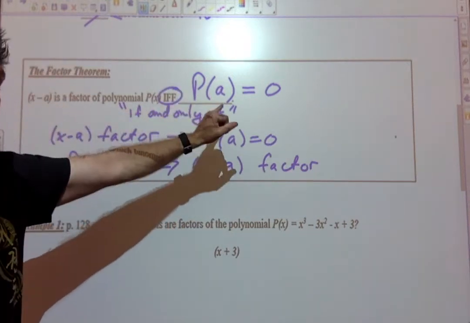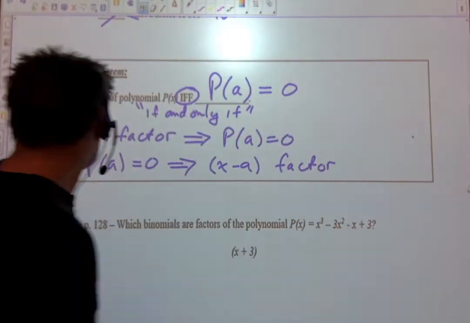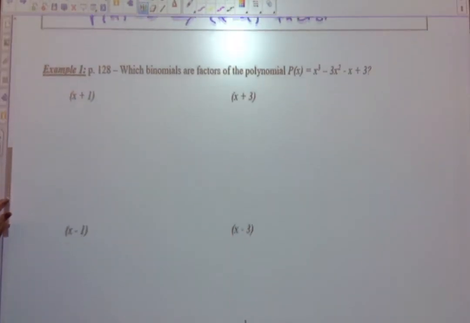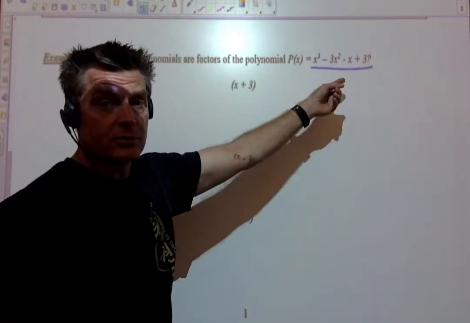Okay. Bottom line is we're going to use this to figure out if things are factors. So let's try this. Which binomials are a factor of this polynomial? So here's my big polynomial.